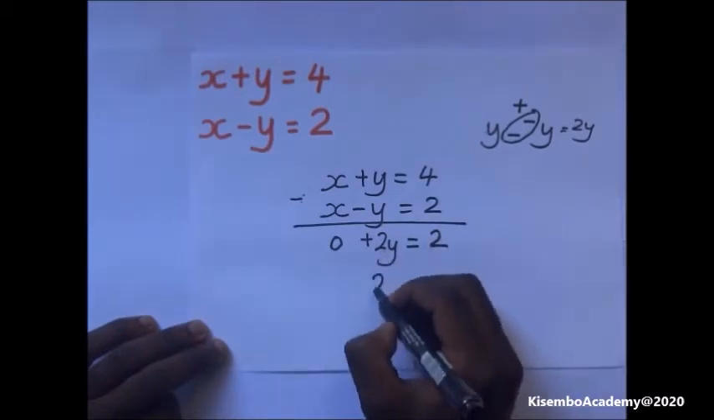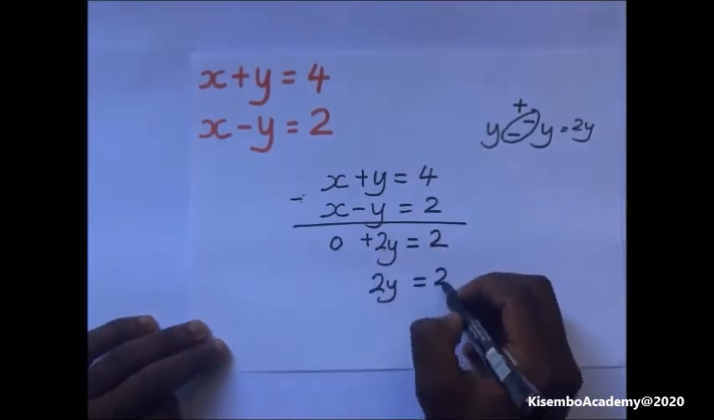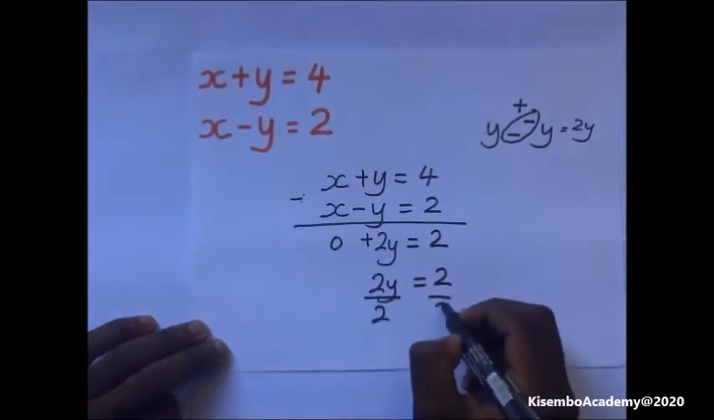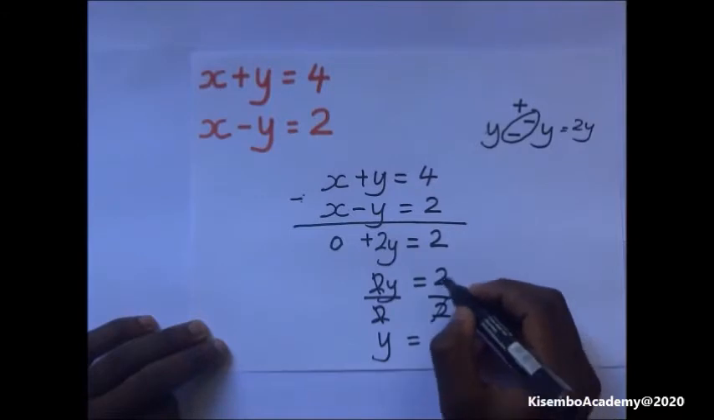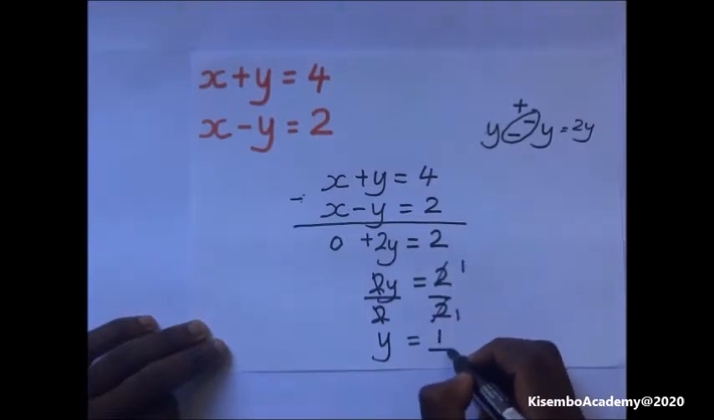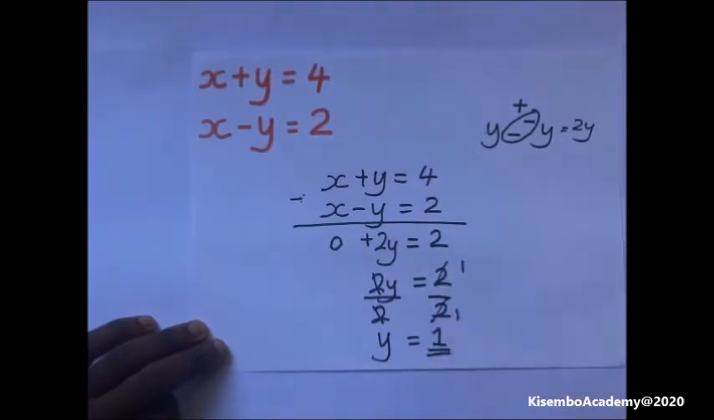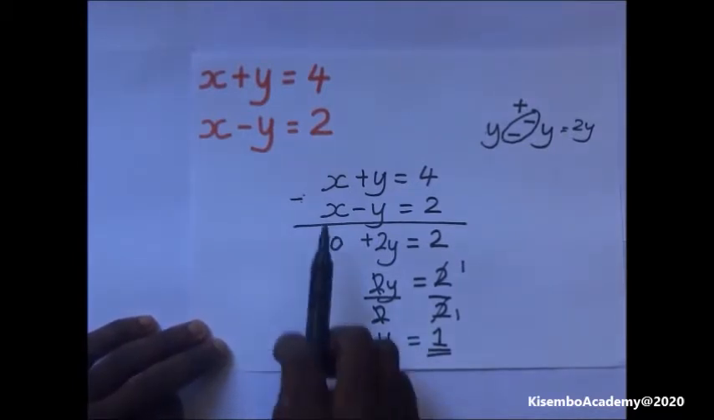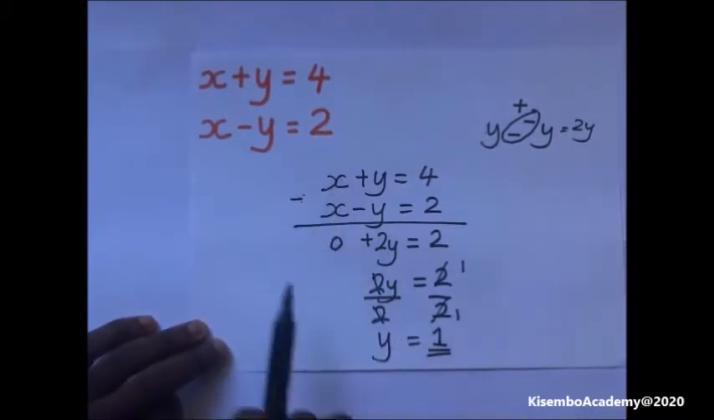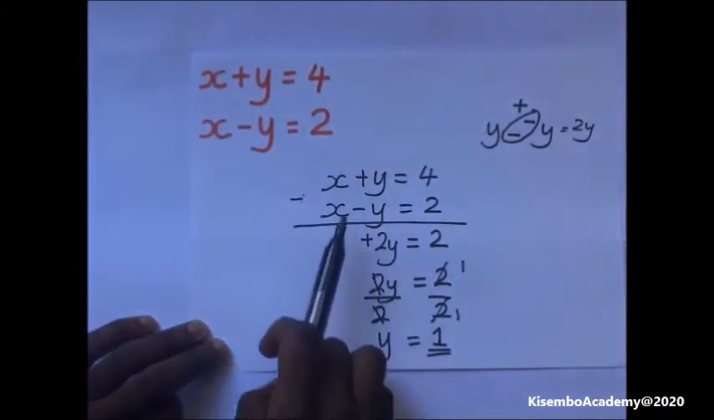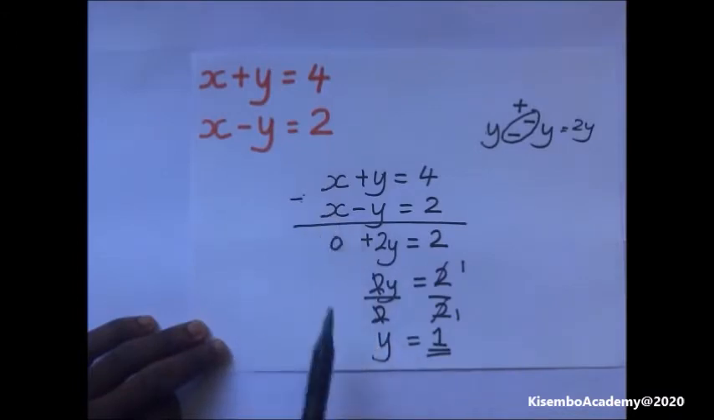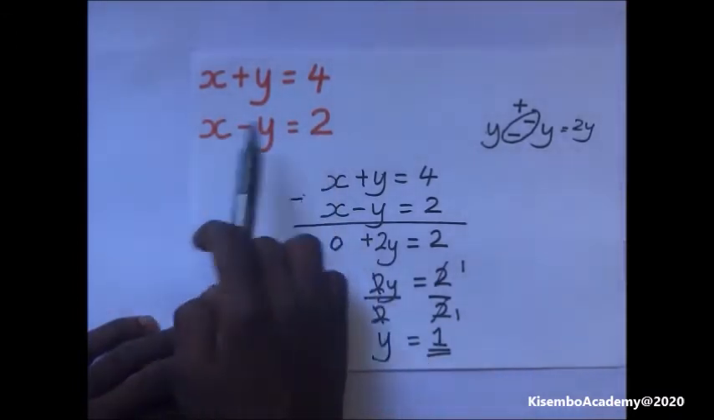So of course here we remain with 2y is equal to 2. When we divide both sides by 2 to get the value of y, we get our value of y as 1. Our value of y there is 1. So now after getting our value of y, because we've eliminated x, we can go back and substitute the value of y in any of these equations so that we are able to get the value of x, which we had earlier eliminated. So we take the value 1 and put it here.